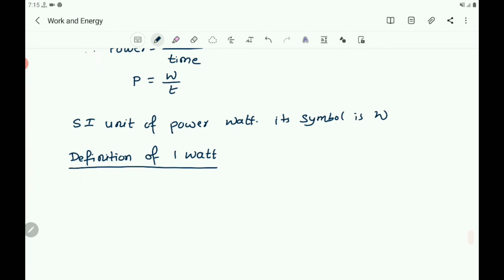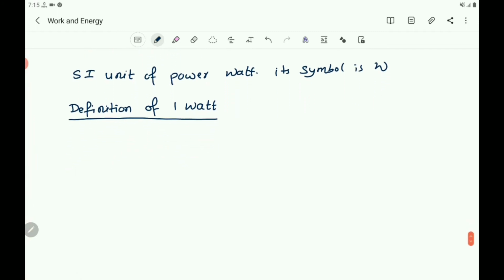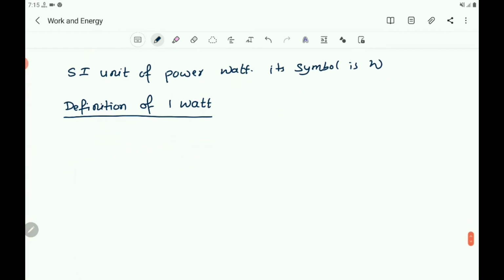Definition of 1 watt. 1 watt is the power of an agent which does work at the rate of 1 joule per second. So if an agent does 1 joule of work per second, here 1 watt is equal to 1 joule per second, and 1 watt is the power of an agent which does work at the rate of 1 joule per second.